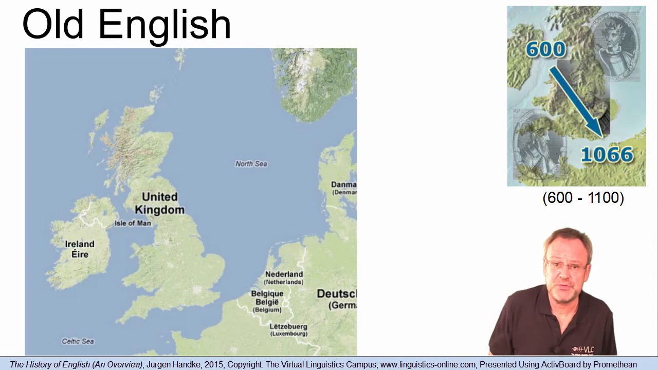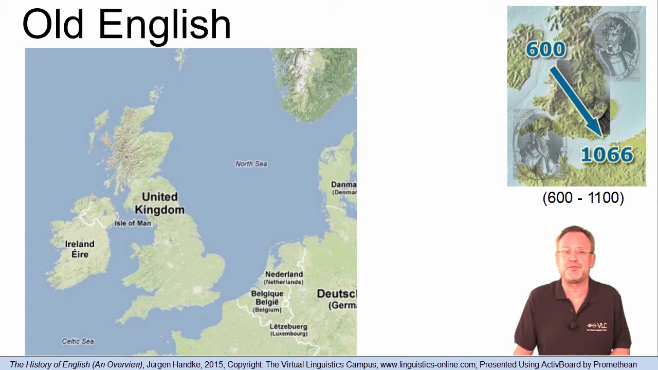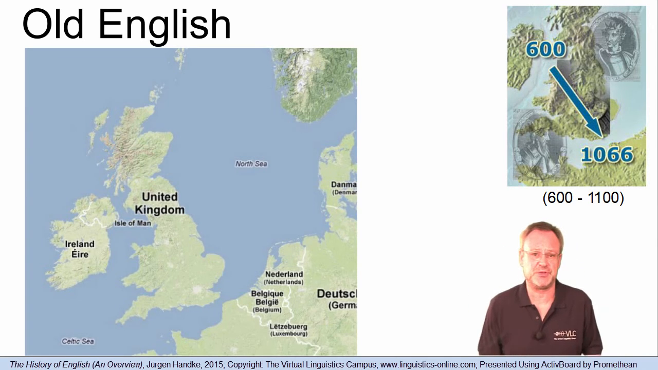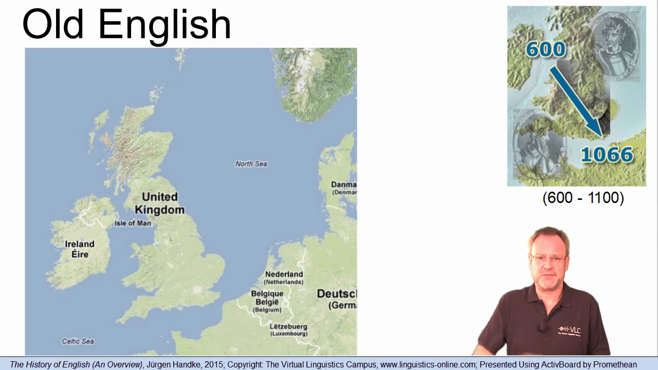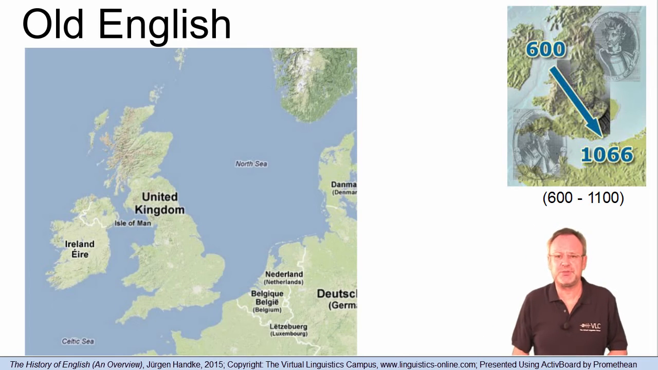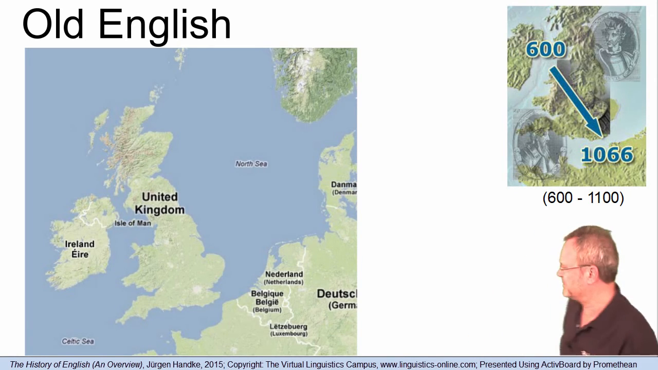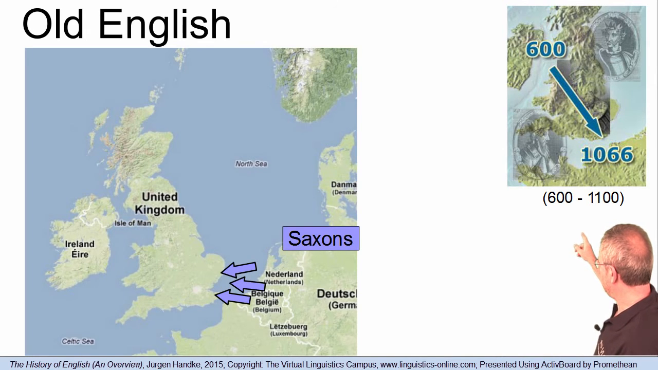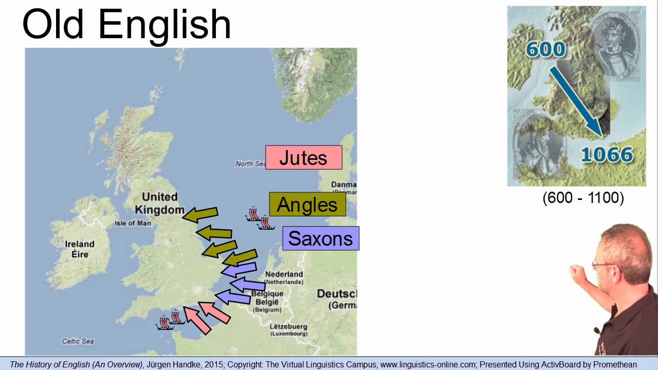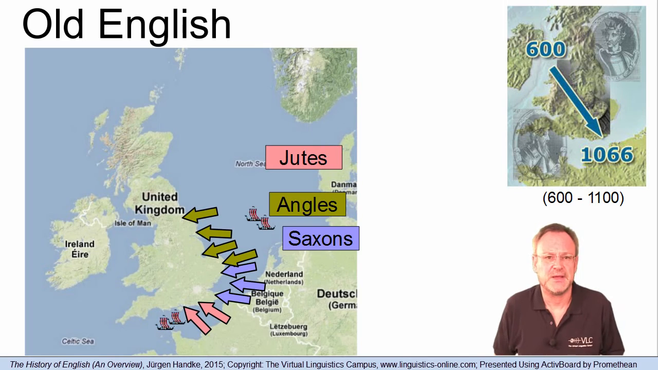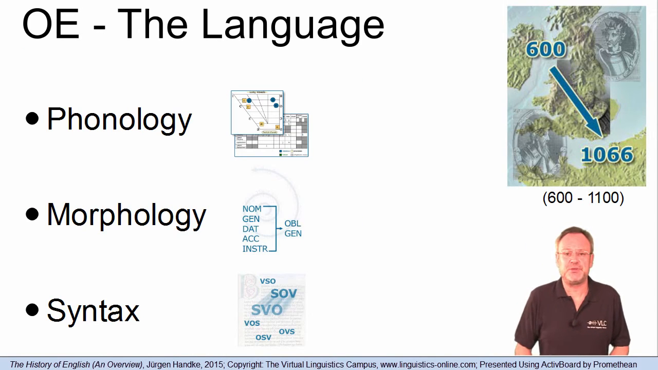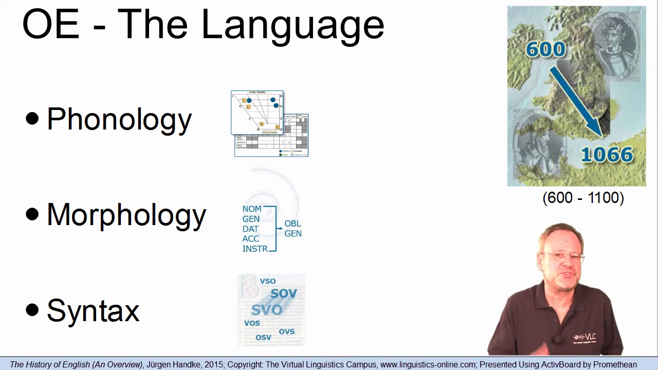The earliest period in the history of the English language is referred to as the Old English period. And the origin of this Old English period goes back to the 5th century after Christ, when Germanic tribes invaded Britain. These tribes were the Saxons, the Angles, and the Jutes. Linguistically, the Old English period is generally defined as from 600 to 1100 after Christ.